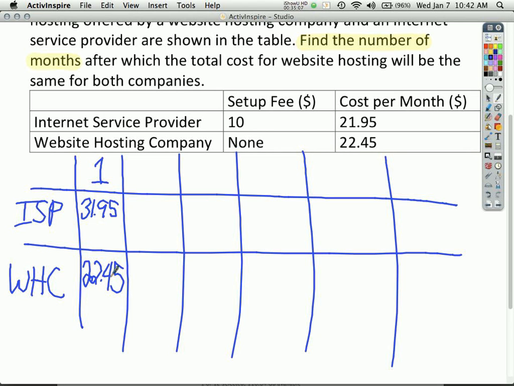So I haven't found the number of months yet, right? So let's go to 2 months. How much will the ISP cost for 2 months? I don't know if you can do mental math with that. You might need to use your calculator. Anyone feel? I don't even know what it is.